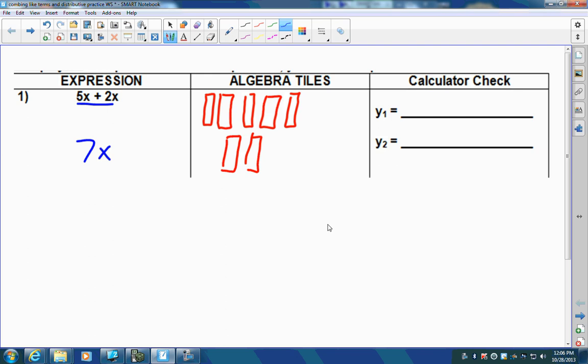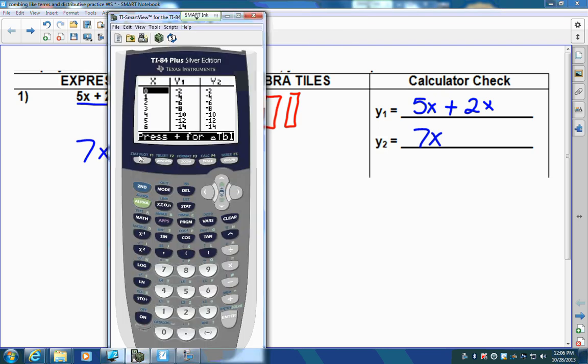Now to check in the calculator, we're going to put the original problem into y1. So in y1, we're going to put 5x plus 2x. And in y2, we're going to put 7x. So let's go down to our handy dandy calculator and go to y equals. And in y1, I'm going to put 5x plus 2x. And in y2, I'm going to put what I think the answer is, 7x. Now, I'm going to press second graph.